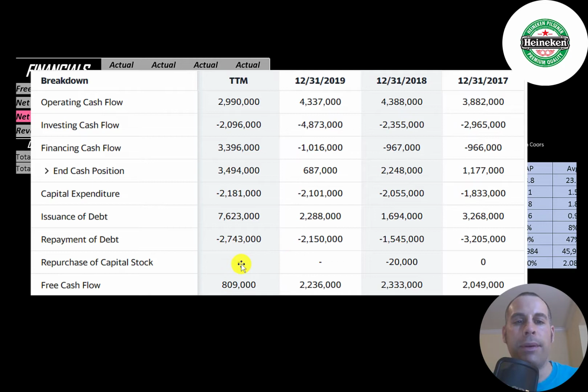The company does have a lot of free cash flow each year, 2.2 billion euro. It did drop to 800 million. The company pays over $1 billion in dividend payments each year, so they needed to issue some debt to run their business. They took on a lot of debt in the trailing 12 months, 7.6 billion. They did pay down $2.7 billion, so they added almost $5 billion of debt in the trailing 12 months.